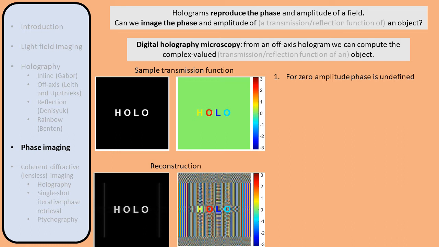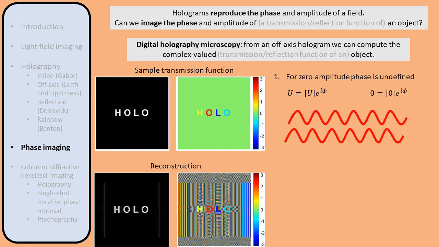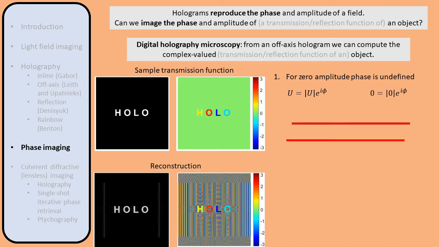Mathematically, you can see it by writing a complex number as its amplitude times its complex phase factor. If the amplitude is 0, it doesn't matter what the phase is. Physically, you can understand it by realizing that the phase describes the shift between 2 waves. But if the waves have 0 amplitude, a shift is irrelevant.